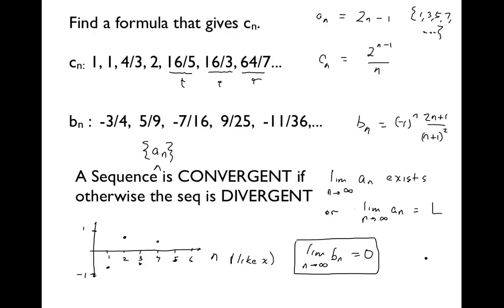And what does this mean? It means pick any distance from 0 that you want, as small as you want. You can find an n, you can eventually find an n where your terms will all be within that distance of 0. That's really the meaning of the limit.